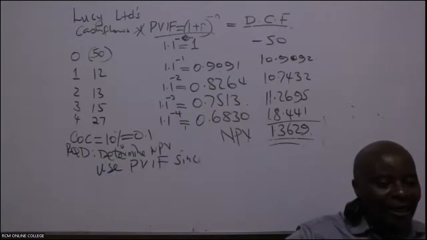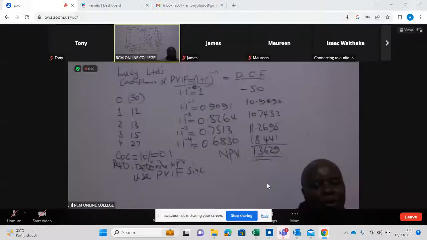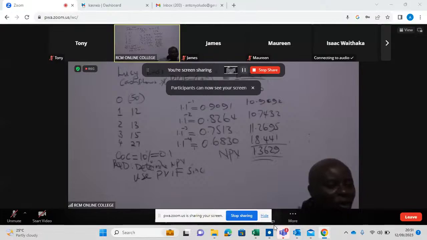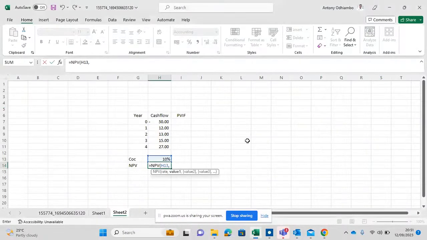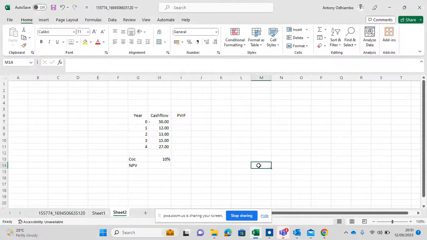So before he gets to know how to share the screen, is there anybody else? Tony, thank you very much. So Tony, now share your Excel. One thing that I love about Tony's work, he has been able to copy. He has got year 0 to year 4. He has got cash flows so nicely.